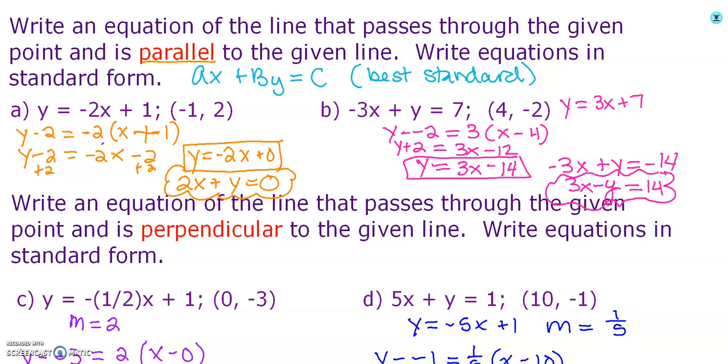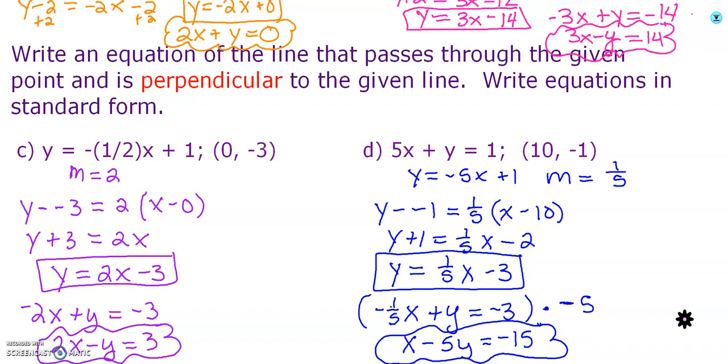Letter B, same process, but our equation needed to be in y equals form, so that's what you see here. Therefore, our slope is 3. So we use our slope of 3, and we're very mindful again of cleaning up our double negatives, and we'll get an equation of y equals 3x minus 14. Now to put it in standard form, we subtract 3x, and now we have negative 3x plus y equals negative 14. That's in standard form, but it's not the best. So we multiply by negative 1, and that will change it all to 3x minus y equals positive 14.